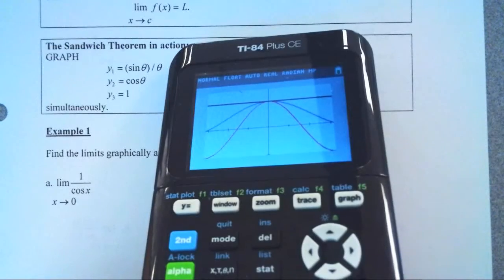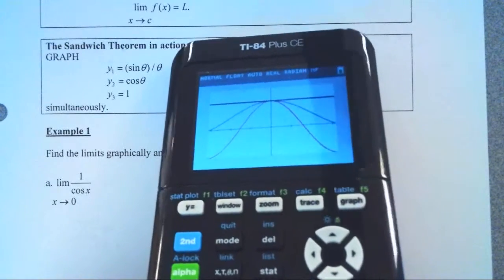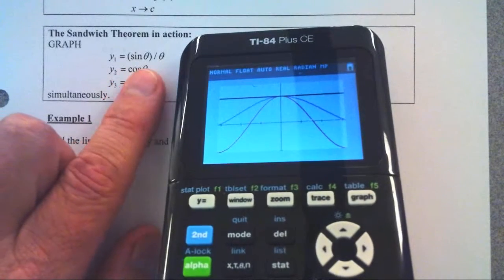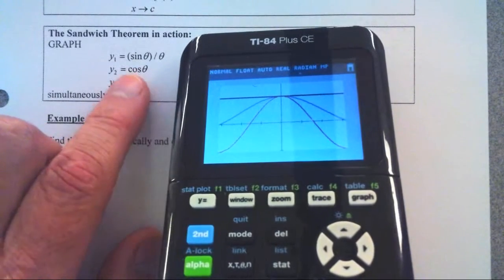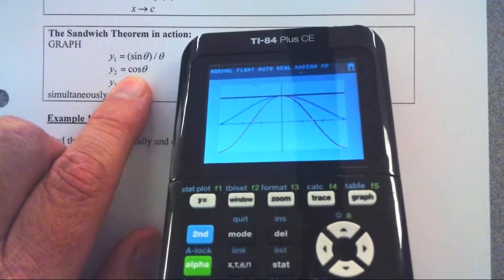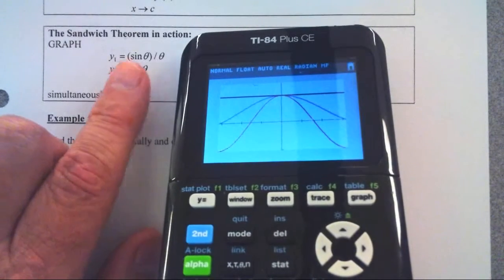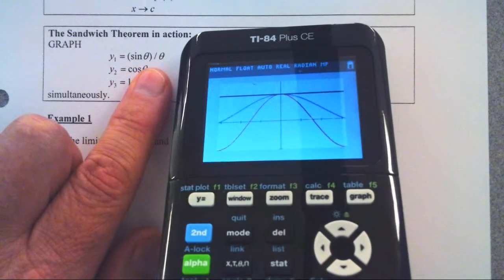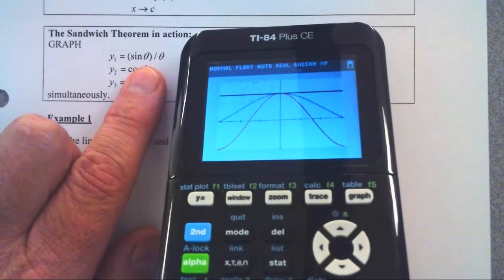So here's the theory. We haven't proven this yet, but the theory is, I know that sine of theta on theta is above cosine of theta forever. We haven't talked about that yet, but let's assume we knew that. And most definitely sine of theta on theta has to be below 1. We can talk about that. That one we can express.